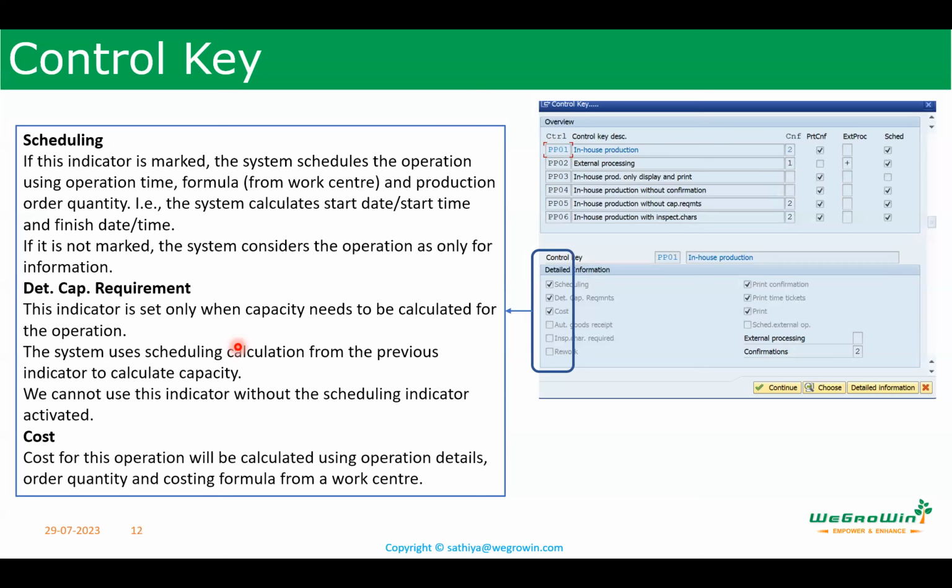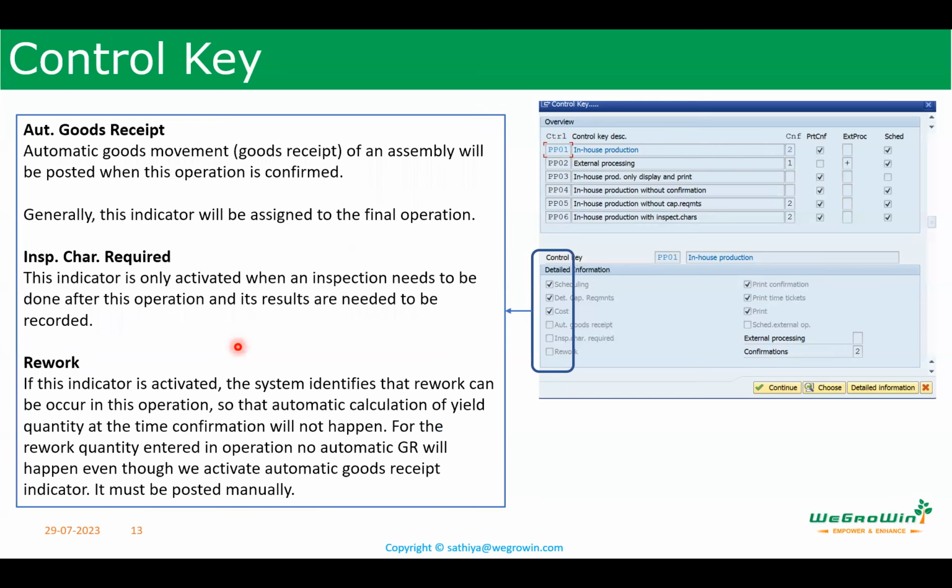That is again controlled through the control key here. And then automatic goods receipt. So here, when you do the production order confirmation, because when you complete the production, we have to enter the production details in the system. During production details, whether the finished goods stock has to come automatically or not. If you do not put this here, then we have to do the goods receipt separately through a MIGO transaction. But if you want to reduce this activity, in the control key we can do this. This is automatic goods receipt.